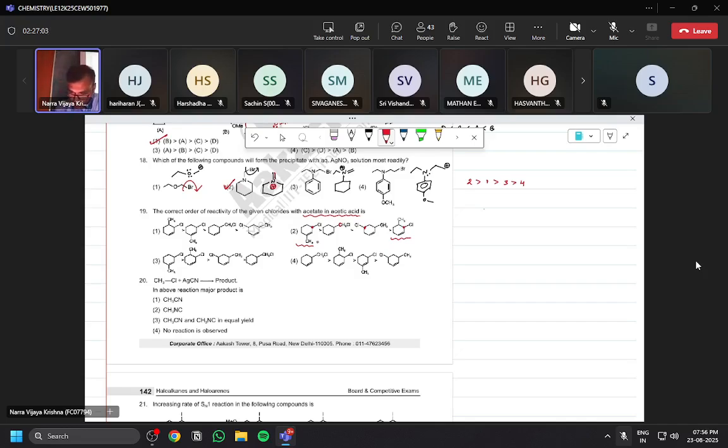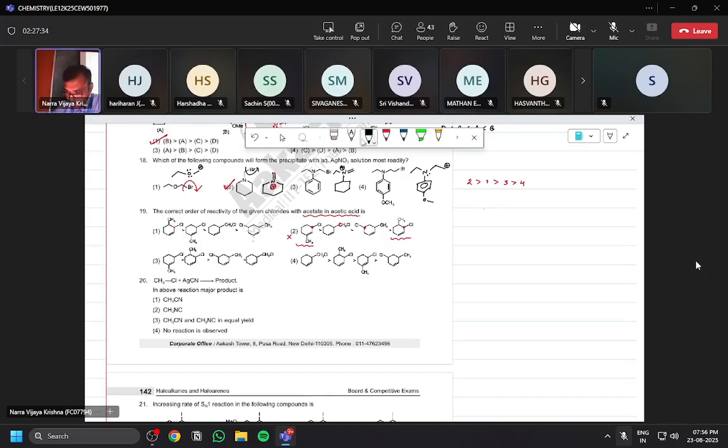Means option 2 is wrong. Not in conjugation. Not in conjugation. In conjugation. Here also in conjugation. But crowding is here. Here crowding is not there. Means this should occur readily. Means answer should be option 3.